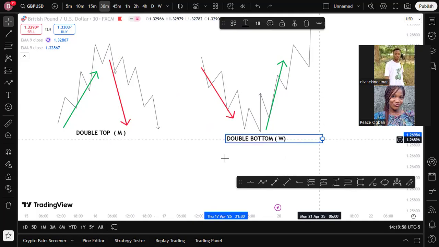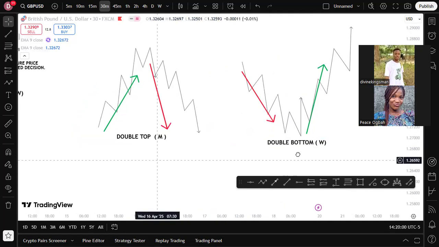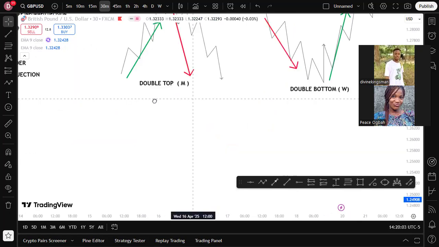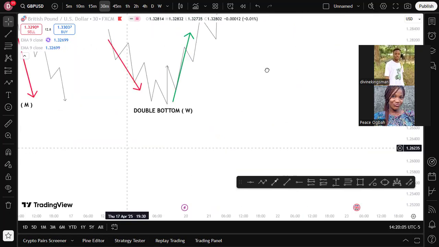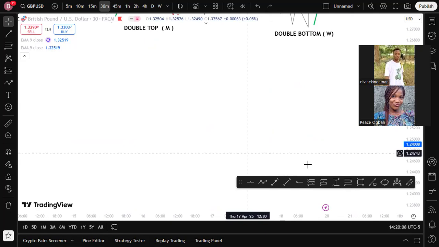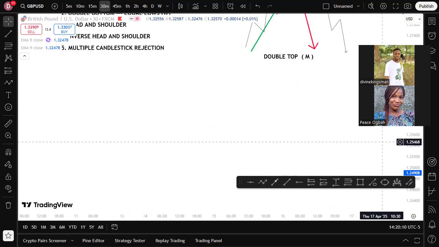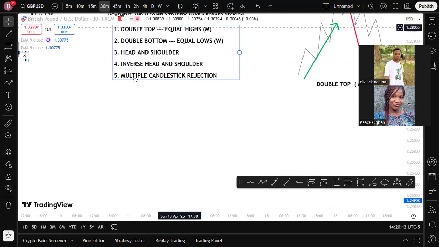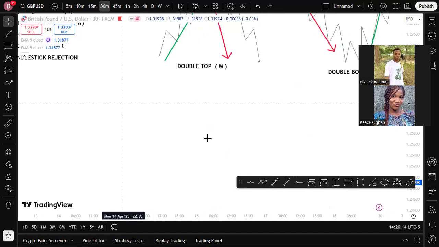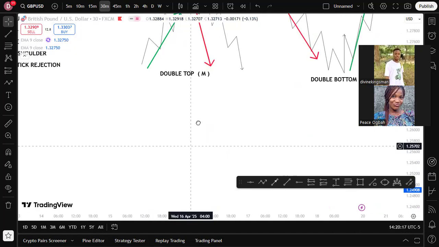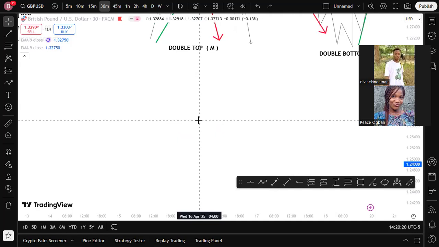The third one we have on the list is the head and shoulder chart pattern. Let me draw that here. We're starting from the third one, which is head and shoulder. Head and shoulder is also an indication that price is about to reverse to the downside. It's a bearish reversal pattern: whenever it happens at the top of an uptrend, it signals that this trend is about to reverse from bullish to bearish. So it's a bearish reversal pattern.